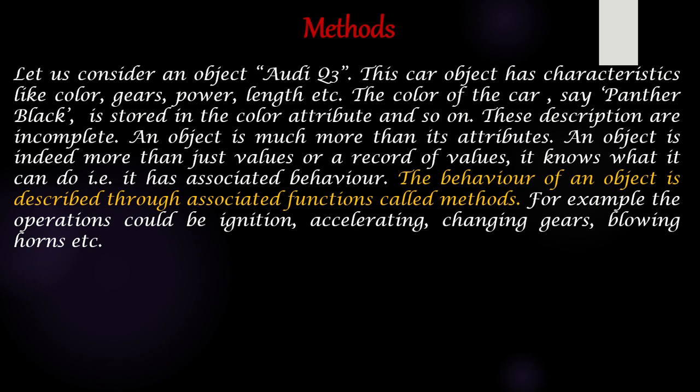It is indeed more than just the values or the records of the values. It also knows what it can do, that is, what type of associated behavior is present. These behaviors of an object are described through associated functions called methods, such as the methods of this object Audi Q3 could be ignition, acceleration, changing gears, blowing of horns, etc.